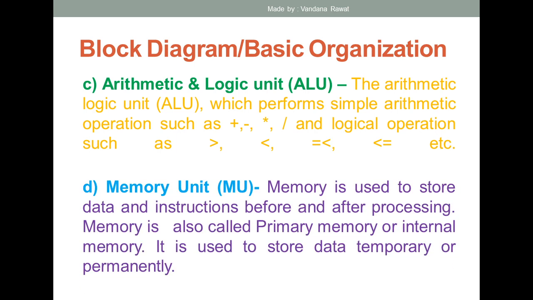Then after that, the next type of unit, that is the memory unit. The memory unit is generally used to store the data and instructions before and after processing. We can say that memory is also called primary memory or the internal memory, and it is used to store the data temporarily or permanently. So this is basically the storage part, and under the storage unit we have the concept of this memory unit also.